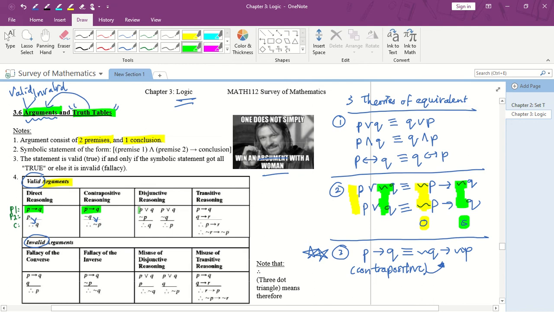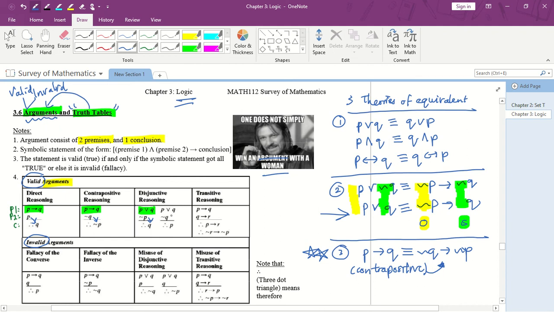Disjunctive. P or Q, which gives you negation P to Q. Look at the second one here. P or Q, which is equivalent to negation P to Q. Okay, exactly the same thing right here.